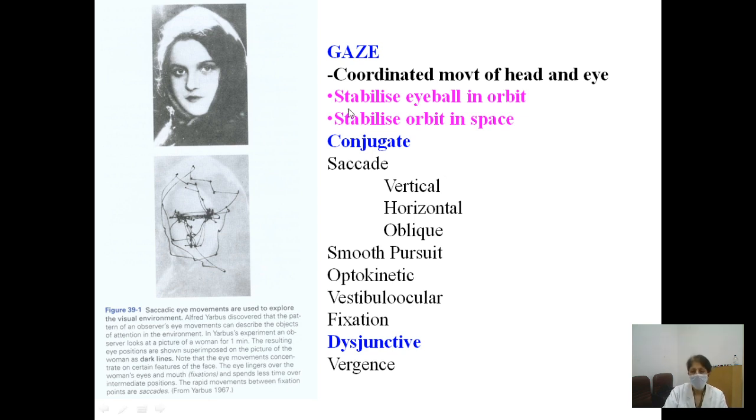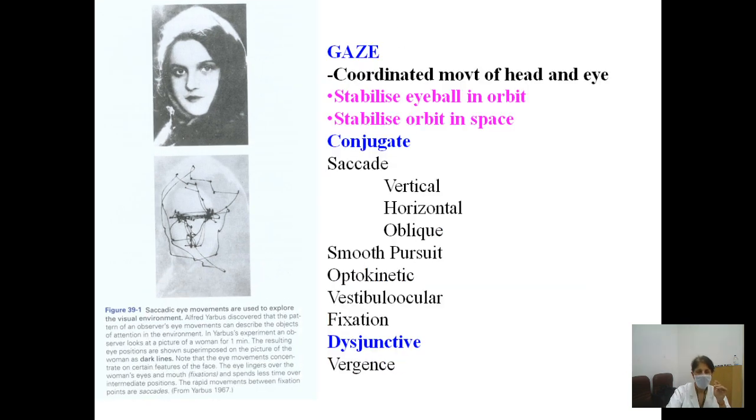Okay, now we'll discuss the different types of conjugate movements. The conjugate movements are classified into saccades, smooth pursuit movements, optokinetic movements, vestibular ocular movements, and fixation. And disjunctive movements are vergence.